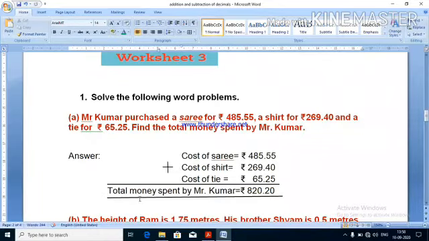This means you have to add all the items, the cost of the items. That is, total money spent by Mr. Kumar is equal to, we have to add all these items. Okay, you get 820.20 rupees. Okay, 5 plus 5 is 10, 0 carry 1, 5 plus 1 is 6, plus 4 is 10, plus 2 is 12, 2 carry 1, 9 plus 1 is 10 plus 5 is 15 plus 5 is 20, 0, carry 2, 8 plus 2 is 10, 10 and 12 is 22, 2 carry 2, 4 plus 2 is 6 plus 2 is 8.